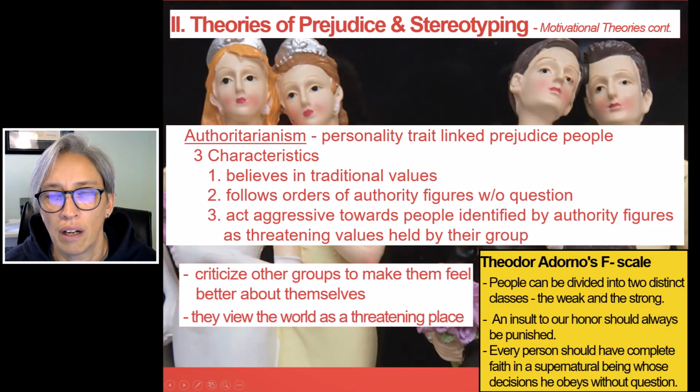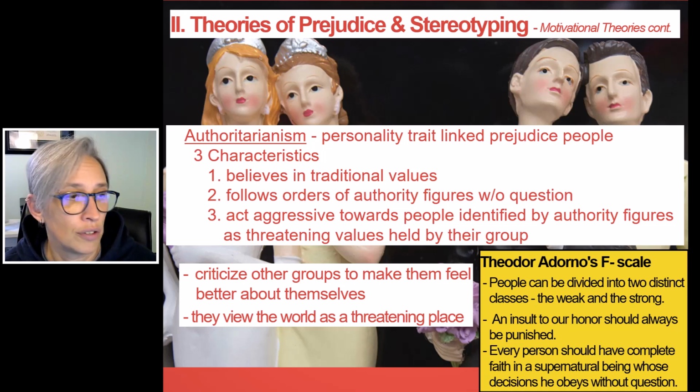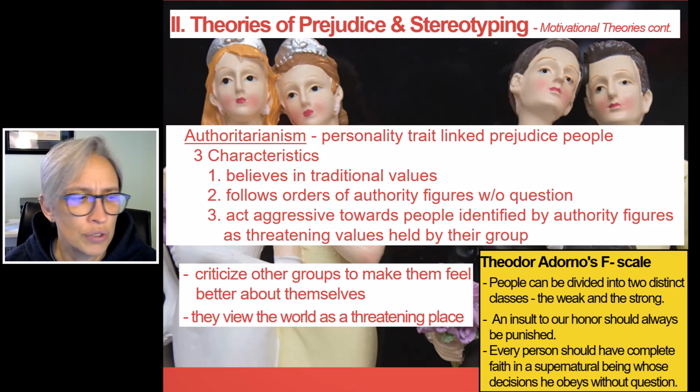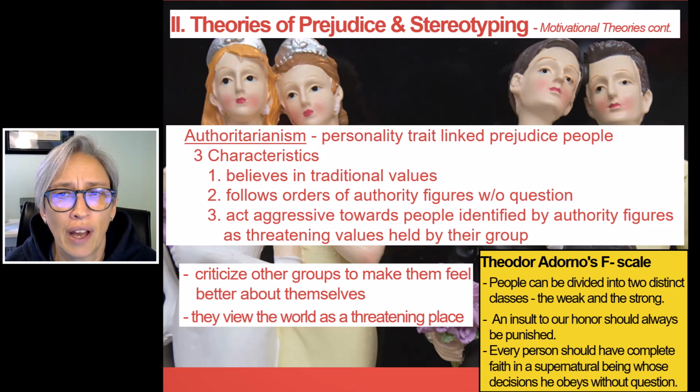Now, this thing down on the right, you don't have to write this down, but authoritarians will answer yes to these statements. If they are authoritarian minded, they're going to say yes to: People can be divided into two distinct classes, the weak and the strong. An insult should always be punished. We should take offense at insults. And every person should have complete faith in a supernatural being whose decisions he obeys without question.